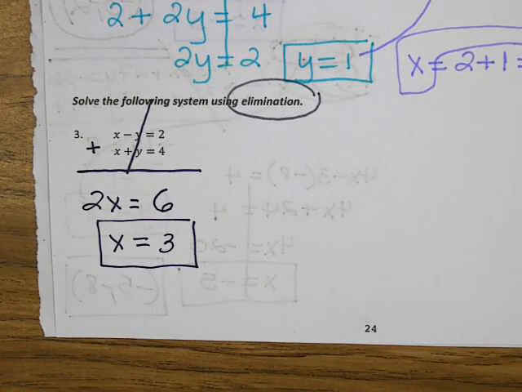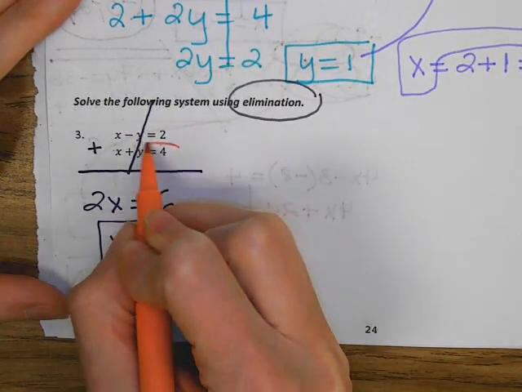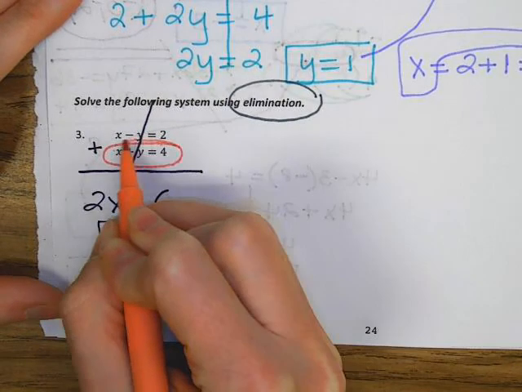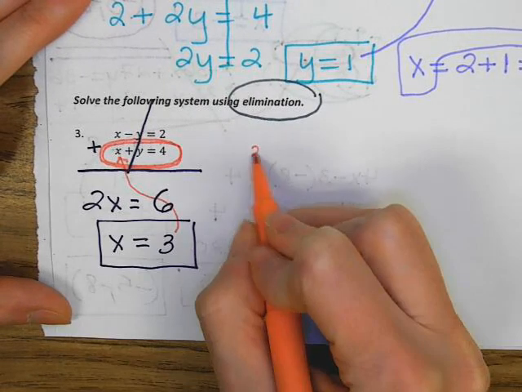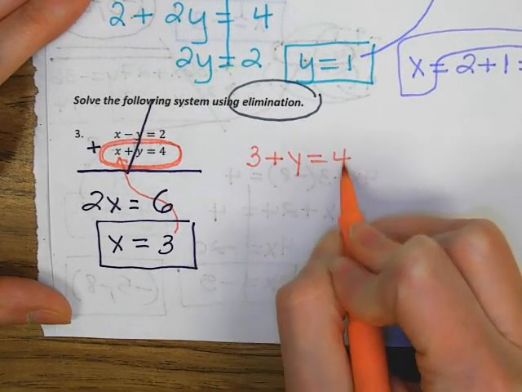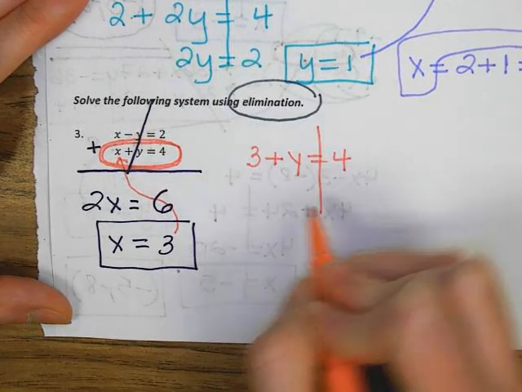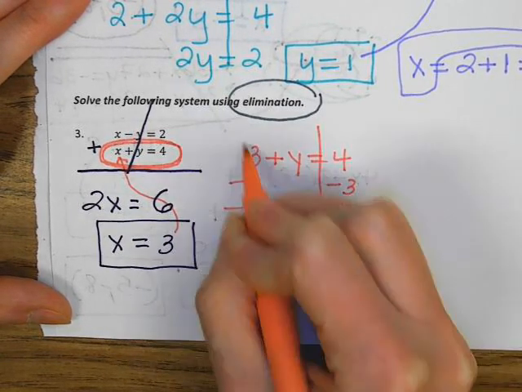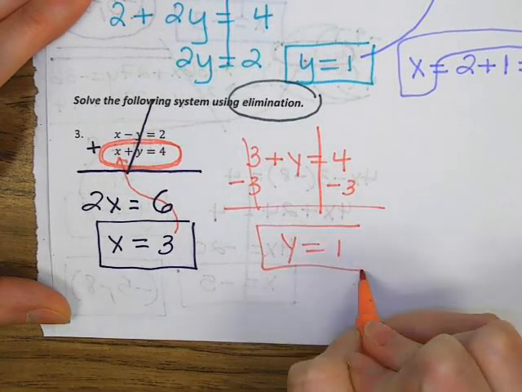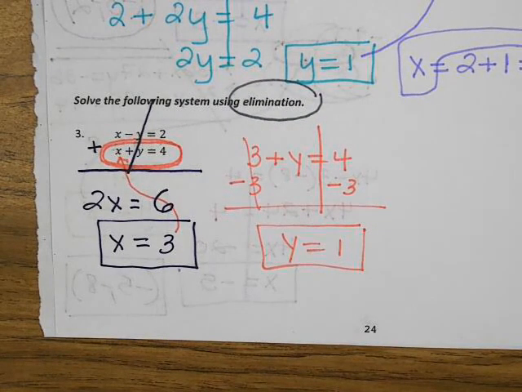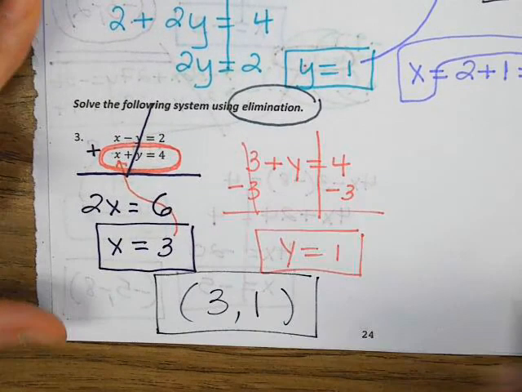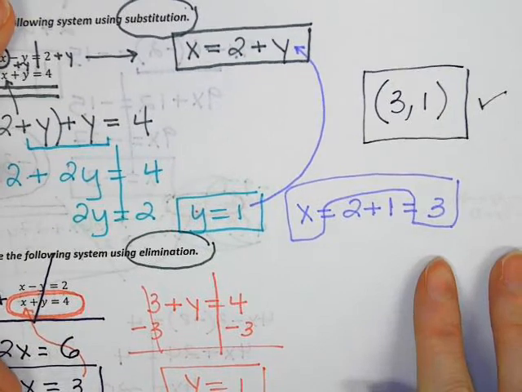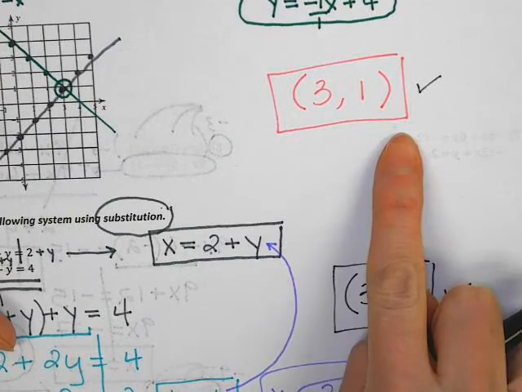And then you guys have to pick an equation to plug it in and solve. I think the second one might be a little bit easier. I'm going to plug in 3 for x into the second equation. So if I plug it in, I get 3 plus y equals 4. And then if I draw the wall and solve, minus 3 on both sides, very simply we get y equals 1. All right, so final answer, x comma y, 3 comma 1. And again, notice that is the same answer that we got for substitution and graphing.